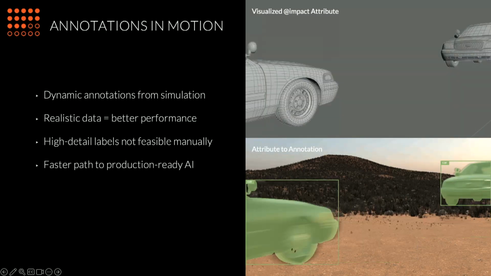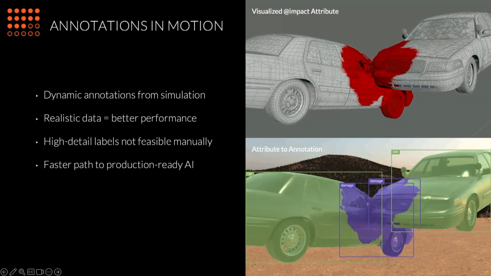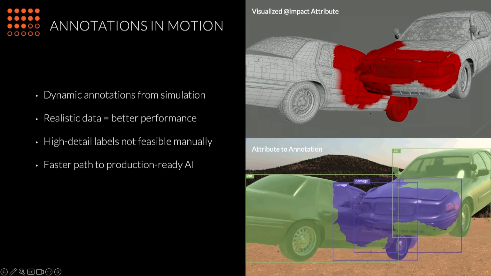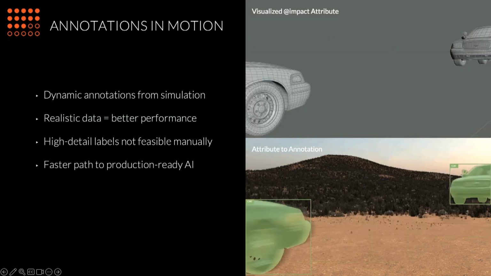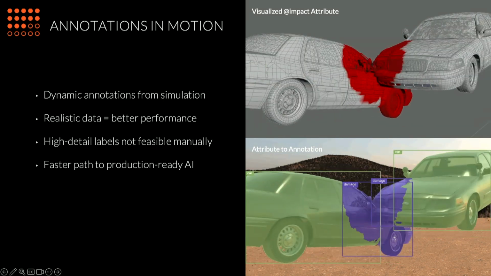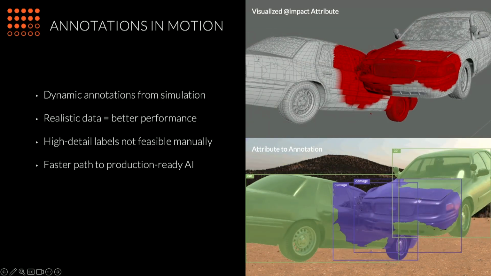Now, the car crash scenario is a bit of an extreme case, but it's easy to see how you could apply capabilities like this to more common everyday applications like manufacturing defect detection, where you want to be able to ensure that the products coming down your factory line are free from any damages or defects that may be encountered throughout the process.